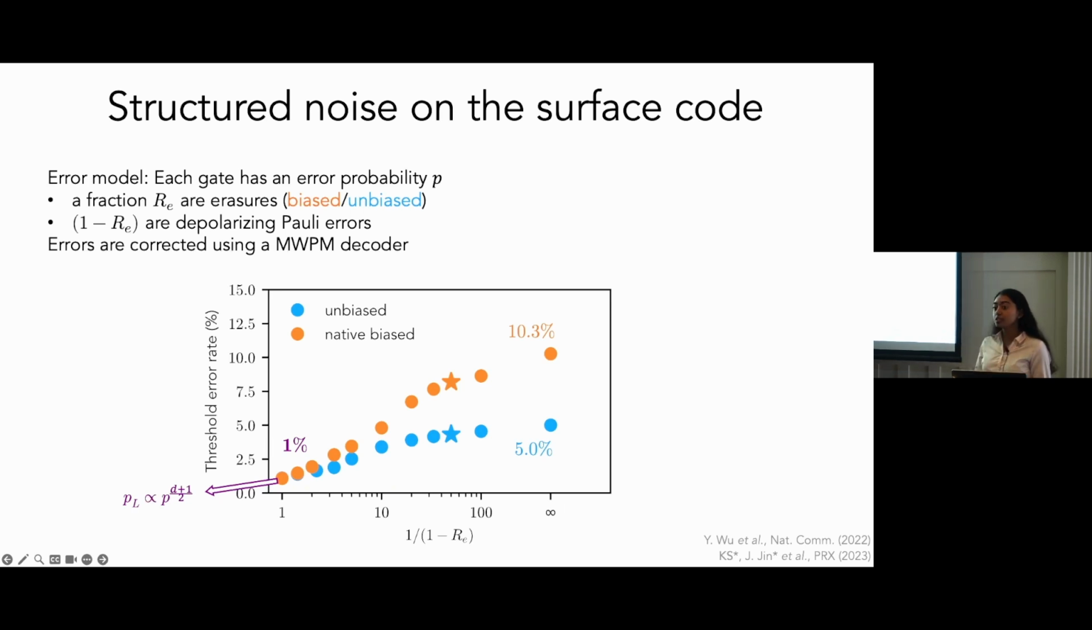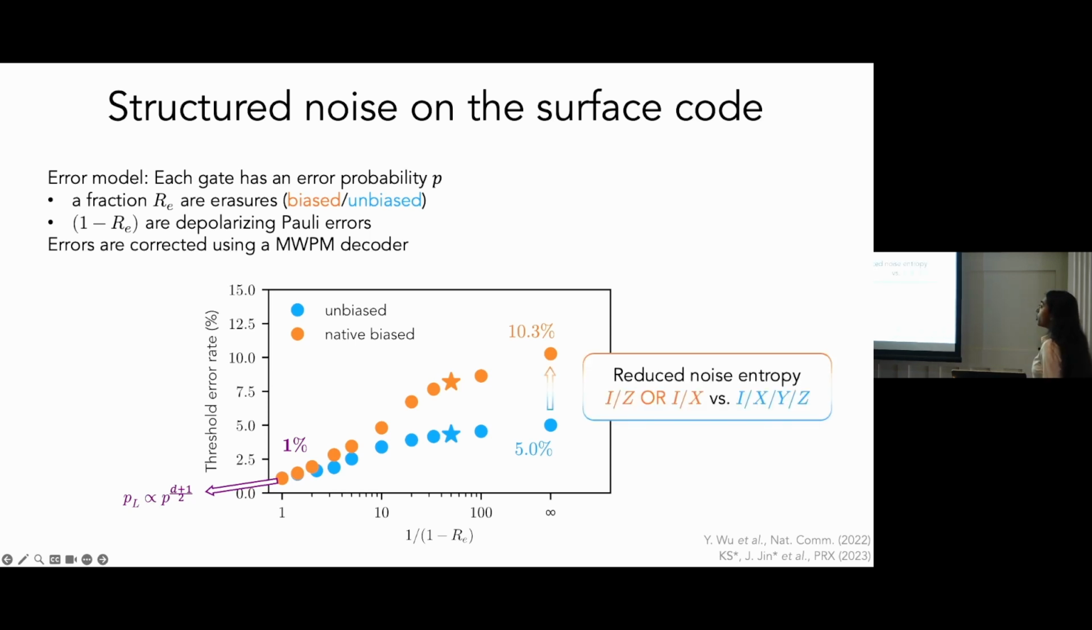And this is a little bit mysterious at this point because we just established that biased erasures don't preserve their bias in the surface code. But we can explain this using the concept of reduced noise entropy. When you have biased erasures, you know that after a control Z gate, you're possibly introducing Z errors, and after a control NOT gate, you're possibly introducing X errors. But you don't have access to this information in unbiased erasures. You're introducing all kinds of errors with equal probabilities, and you can use that during error correction.